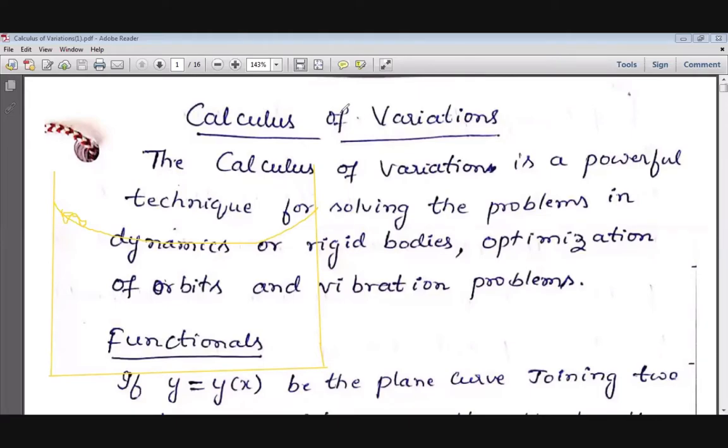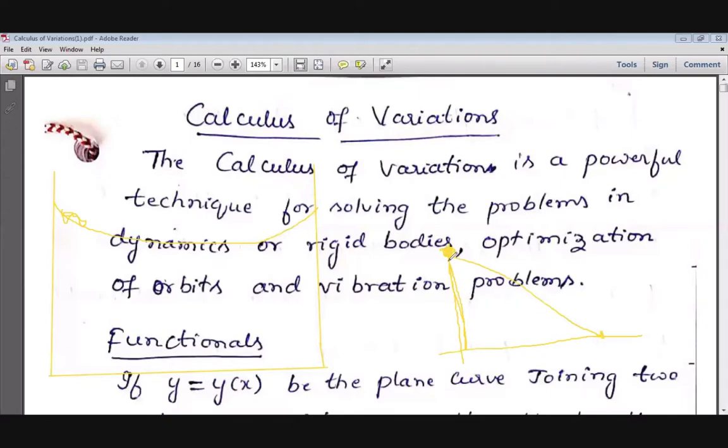Okay, next one more problem. Here I have a ball, a cricket ball. If I leave the ball, then what is the shortest time to reach from here to this point?